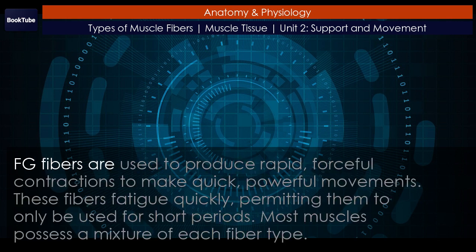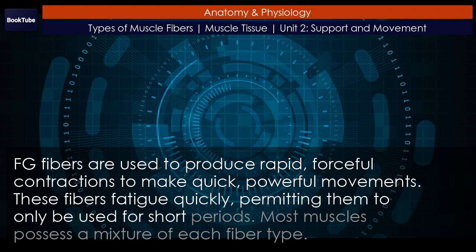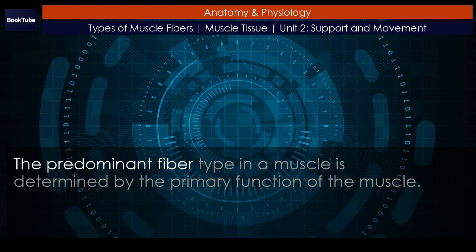FG fibers are used to produce rapid, forceful contractions to make quick, powerful movements. These fibers fatigue quickly, permitting them to only be used for short periods. Most muscles possess a mixture of each fiber type. The predominant fiber type in a muscle is determined by the primary function of the muscle.